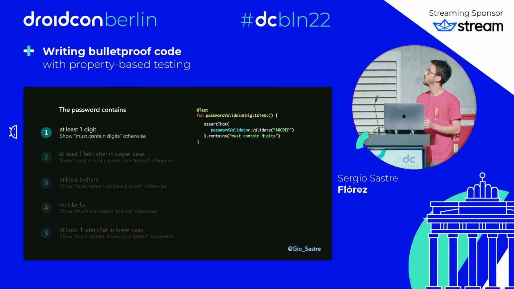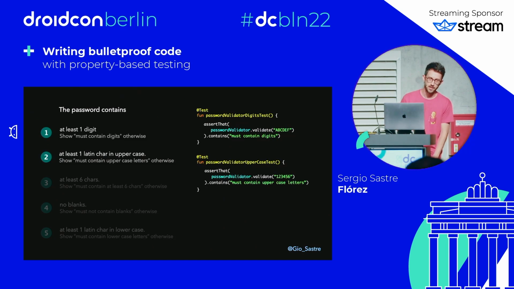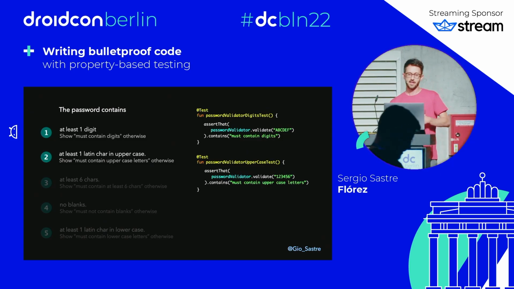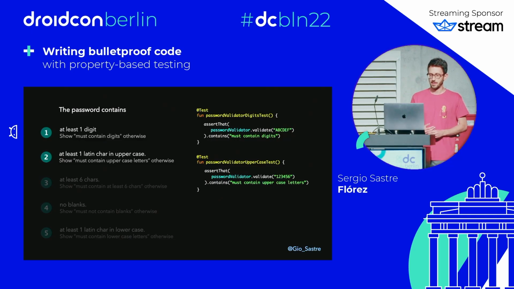For example, our strong password needs to have at least 1 digit. So we write a test like this. Validate that ABCDEF fails because it has no digit, and then we show that the error message must contain digits. The same applies for uppercase. If we want to validate 123456, it has no uppercase, so the error must contain uppercase letters. And here we already see some commonality. There is always the same pattern: we validate that given a password, the output contains the expected error.